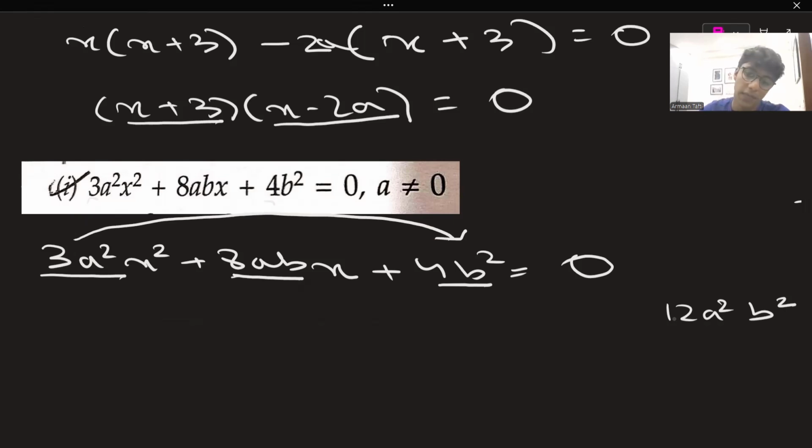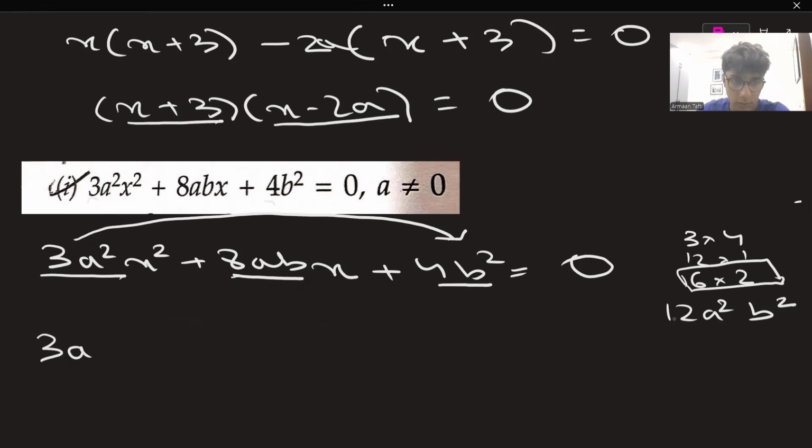So now, what are some of the ways that you can achieve 12 by using numbers that add up to 8, right? If you think of numbers that multiply to 12, you can think of 3 into 4, 12 into 1, and 6 into 2, right? Which out of all these ways adds up to 8? The only one is this one, right? So we have to break up 8abx into 6abx plus 2abx. That way we get 6ab times 2ab, which equals 12a squared b squared. And we also make sure that our term is not destroyed and it adds up to 8abx.